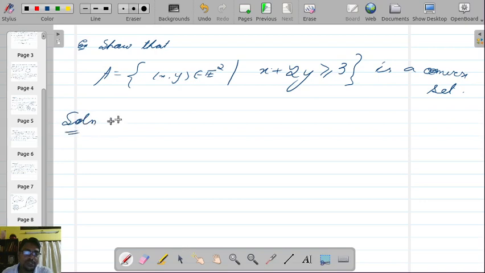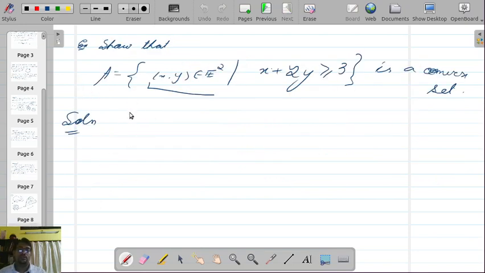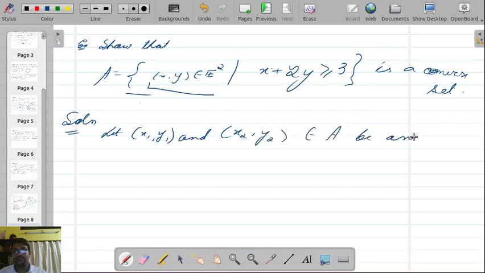It's very simple. We take 2 points inside this set, and then we try to show that their convex combination is also in the set. This is what we call a convex combination: lambda x plus 1 minus lambda y, provided 0 less than or equal to lambda less than or equal to 1. So how to show that this is a convex set? Let x1, y1 and x2, y2 belong to capital A, be any 2 points.